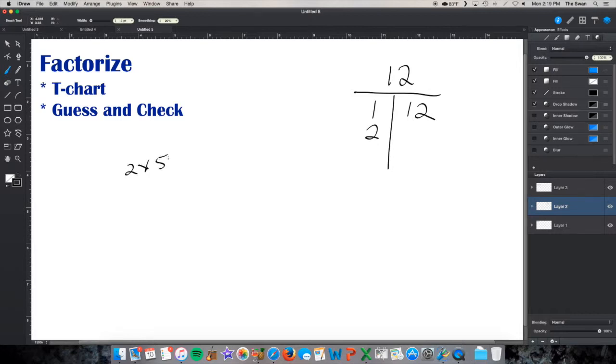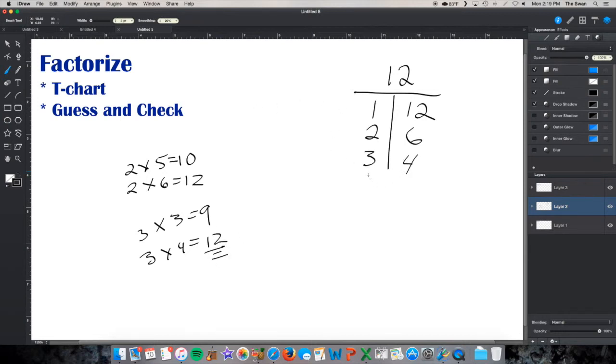2 times 5 equals 10. 2 times 6 equals 12. Hey, there it is right there. 2 and 6 is the other part of that factor pair. Now I've got to ask myself about 3. Does 3 times anything equal 12? Well, I know 3 times 1 is 3. 3 times 2 is 6. 3 times 3 equals 9. And 3 times 4 equals 12. Hey, there it goes again. So now we have 3 and 4.